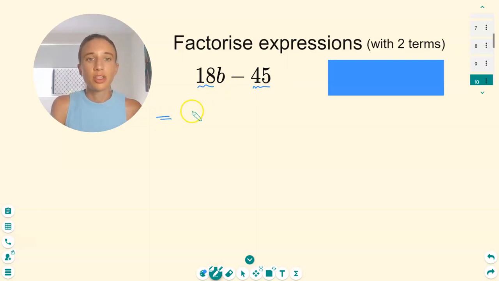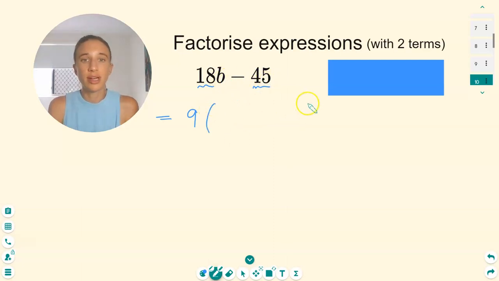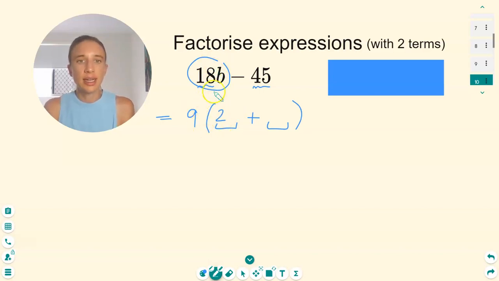Let's do this. So 9 at the front. There's no common factors between the variables. So we've found our highest common factor. I'm asking myself now, 9 times what will give me this first term? Well, 9 times 2 gives me 18. And then we need a b in there. And then we can check. 9 times 2 is 18b. All good. Check.